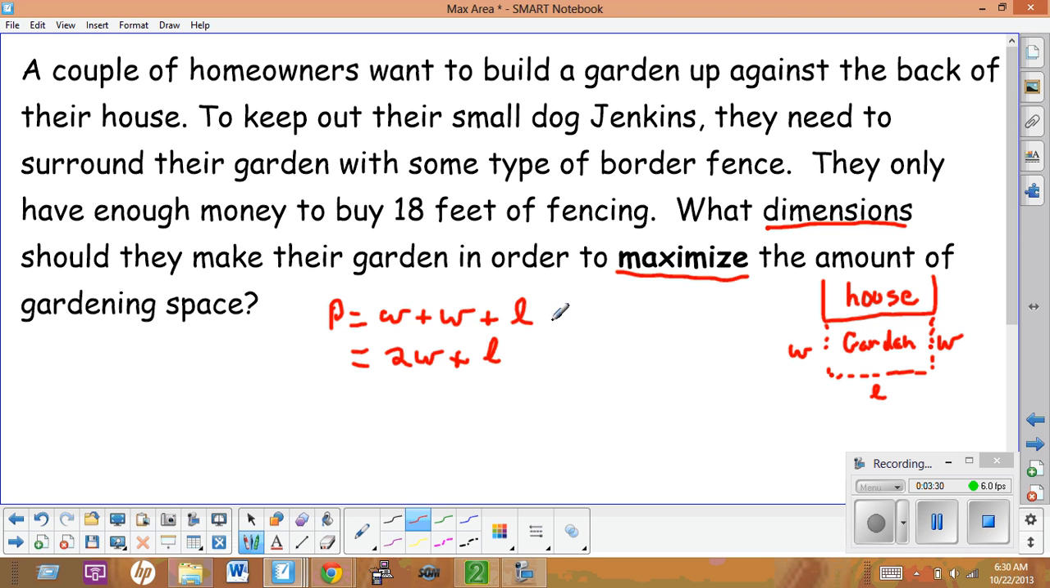Okay, we know we have 18 feet of fencing, so my 2W plus L must equal that. So I'm going to go ahead and make a formula. Sorry, I'm going to erase that, and instead I'm going to write it underneath. So perimeter, this is still perimeter, has now become 18 because that's the length of our fence we have. That 18 must equal 2 widths plus 1 length.